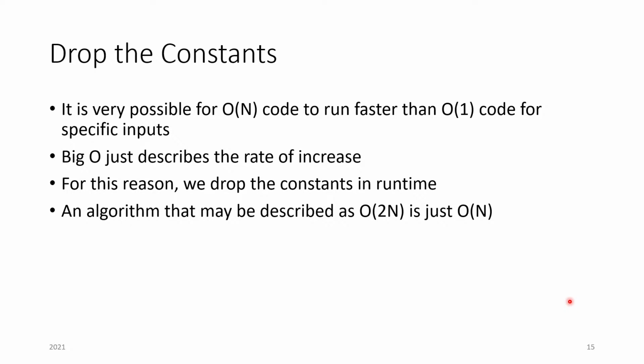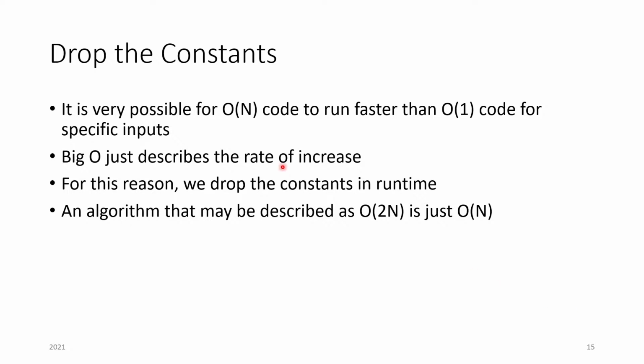So there are cases where the O of n code will run faster than the O of 1 code. And we saw that in our analogy at the start of our lecture, where the start point for O of n was less than the start point for O of 1. But this only happens for very specific inputs, and like I said, it's rare for that to actually happen. Big O notation basically describes the rate of increase with respect to time or space.